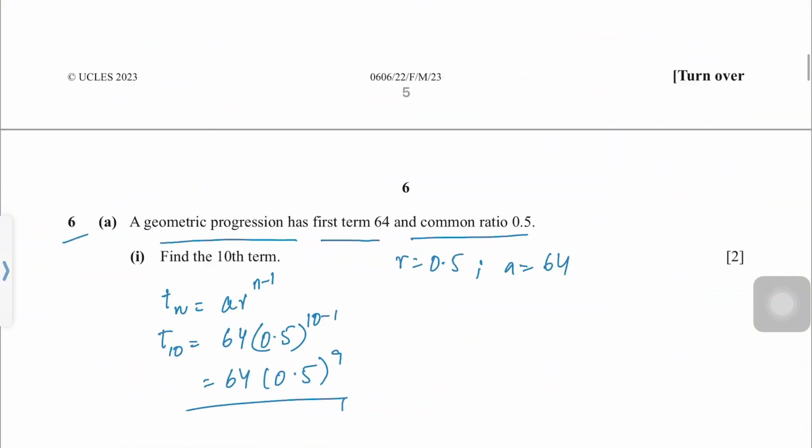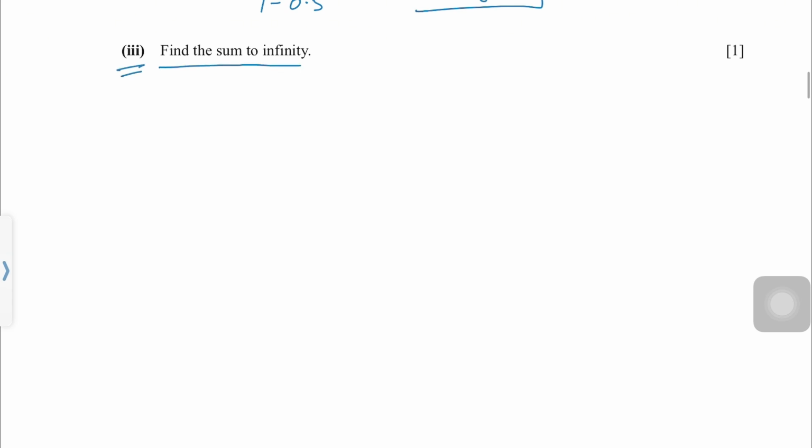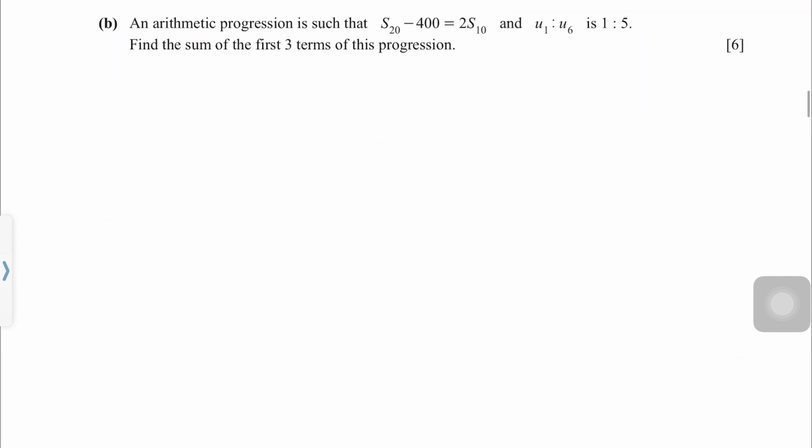So we have circled our final answers. Now we need to calculate the sum to infinity. Now sum to infinity is given as a over 1 minus r. We have a is 64, 1 minus 0.5, we'll get it as 128. So this is our final answer.